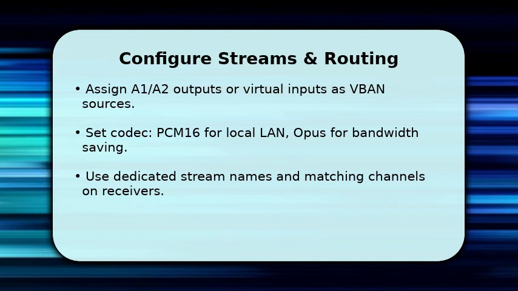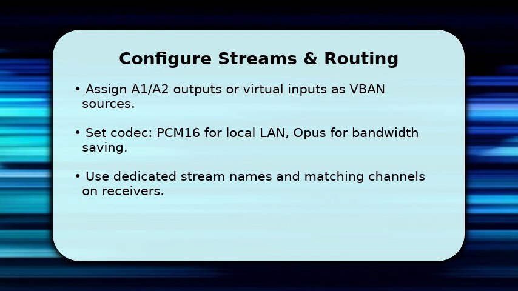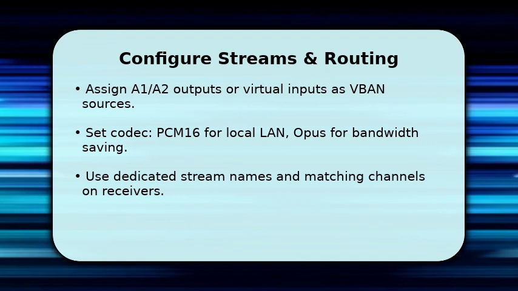Then route the stream to the intended VBAN stream slot and set the channel count to match the receiver. Once done, verify levels in Voicemeeter's meters so the signal travels cleanly to remote listeners.